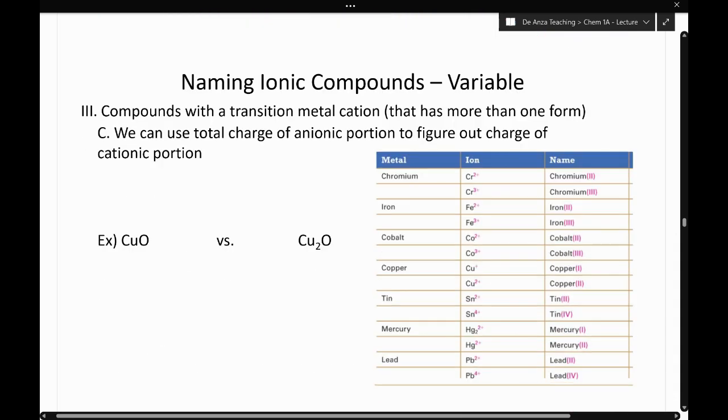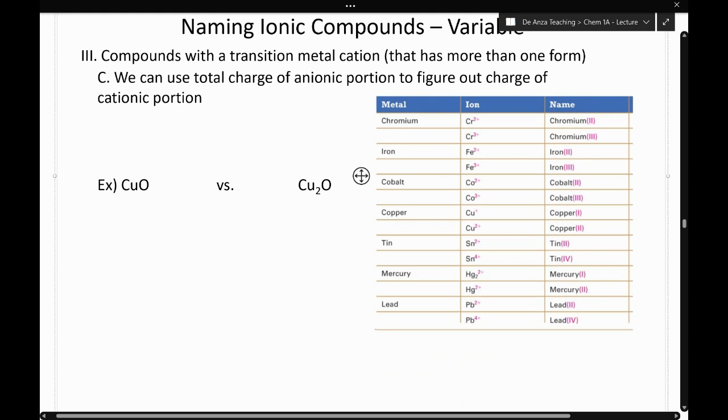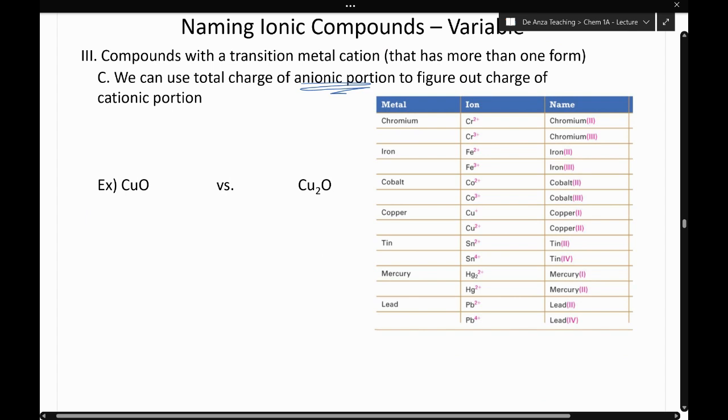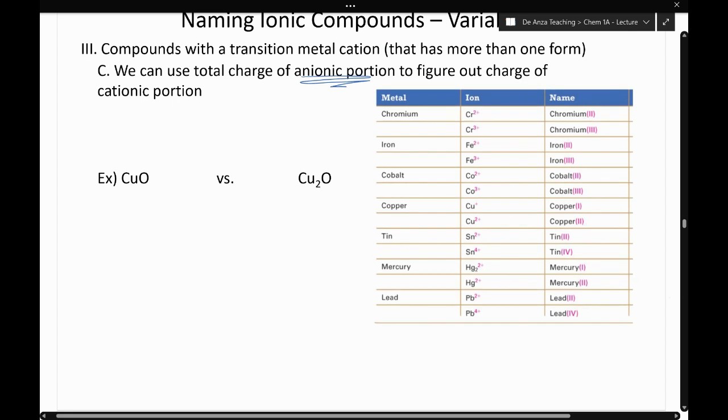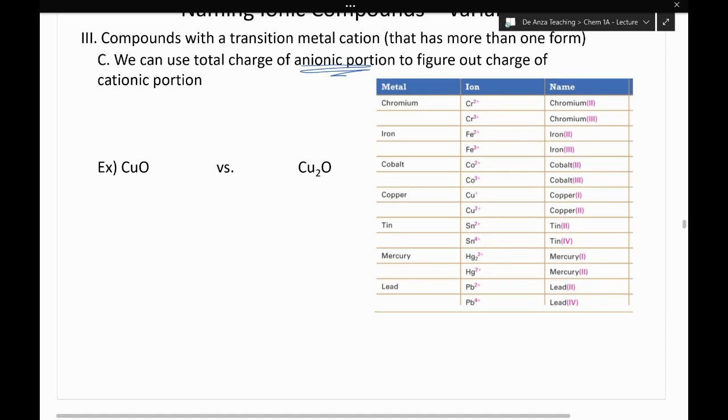And so, like I just mentioned earlier, we can use the total charge of your anionic portion to figure out the charge of the cationic portion. So what I'll have you do right now is I'll ask you to pause the video, and then using the charge of your anion, which in this case is oxygen, I want you to try naming each of these different compounds. So pause the video here.